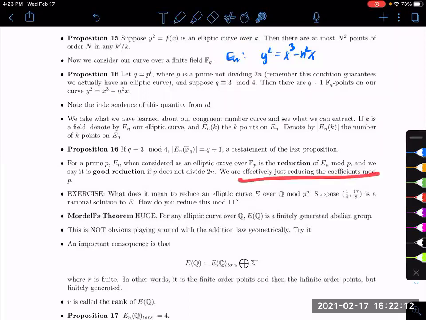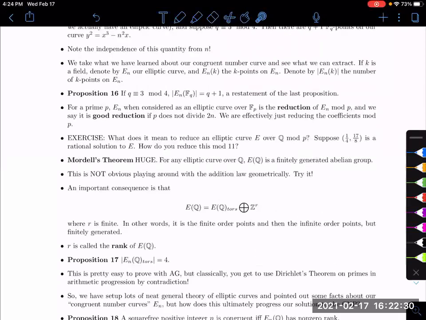So really, we're just effectively reducing coefficients mod P. We get a new elliptic curve. This is possible even if your coefficients are rational. And you end up with a new elliptic curve, and you can talk about what the FP solutions to the reduction of E sub n mod P are. By the way, if you've never reduced rational numbers mod P, here's a little exercise for you. What does that actually mean? What does it mean to reduce rational numbers mod 11, for example? So look into that.